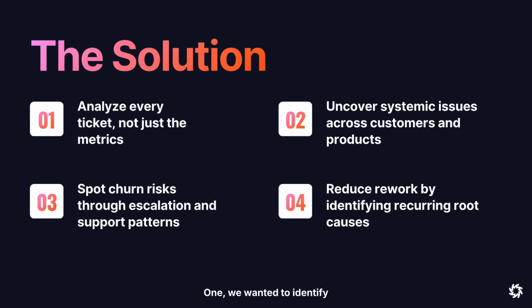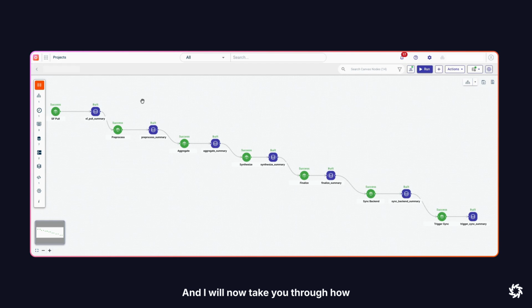One, we wanted to identify systemic issues across the platform, across all the vendors. Second, we wanted to figure out what the account level risk signals are if any particular account is not doing that well. And finally, we wanted to build some sort of rework detection where agents were spending a lot of time opening and closing tickets because they didn't get to the actual root cause and fix it, but were just trying to make patches, right? And I will now take you through how we built this pipeline on the platform.